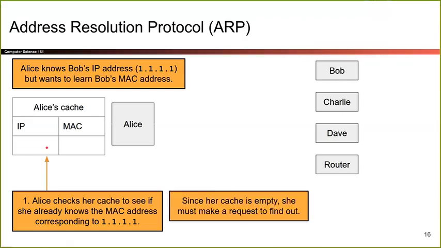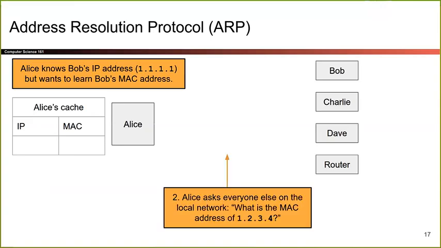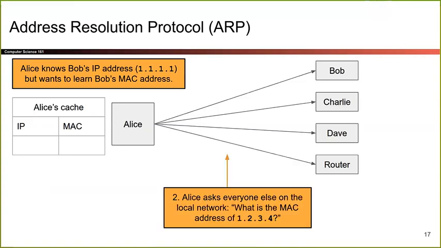Okay, next, now I have to make a request to find out. So I don't know where Bob is. If I knew where Bob is, I would know his MAC address, right? The MAC address tells us which machine is Bob. But I don't know which one is Bob because I don't have his MAC address. So what do? Well, the answer is kind of stupid, but it works. I just ask everybody. So I just say, does anyone know what the MAC address of this thing is? That should really say 1.2.3.4, but oh well. So Alice asks everyone. So she just sends a message to everyone.